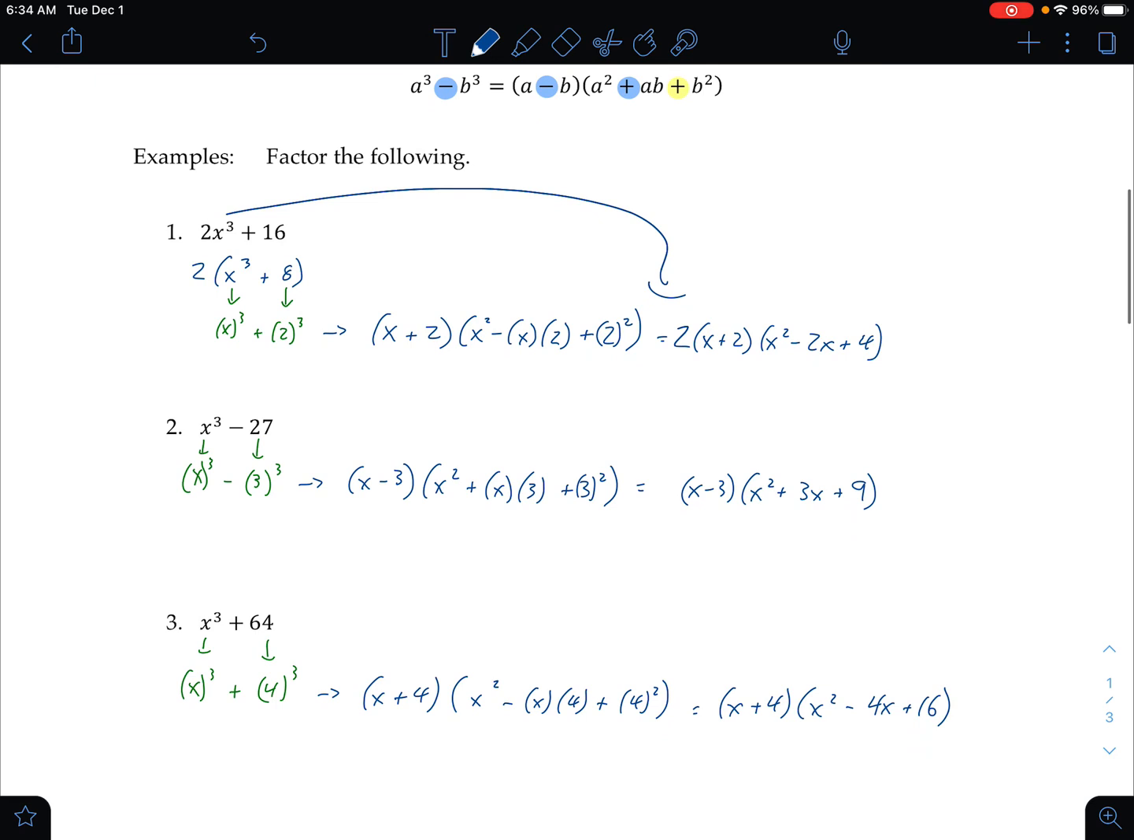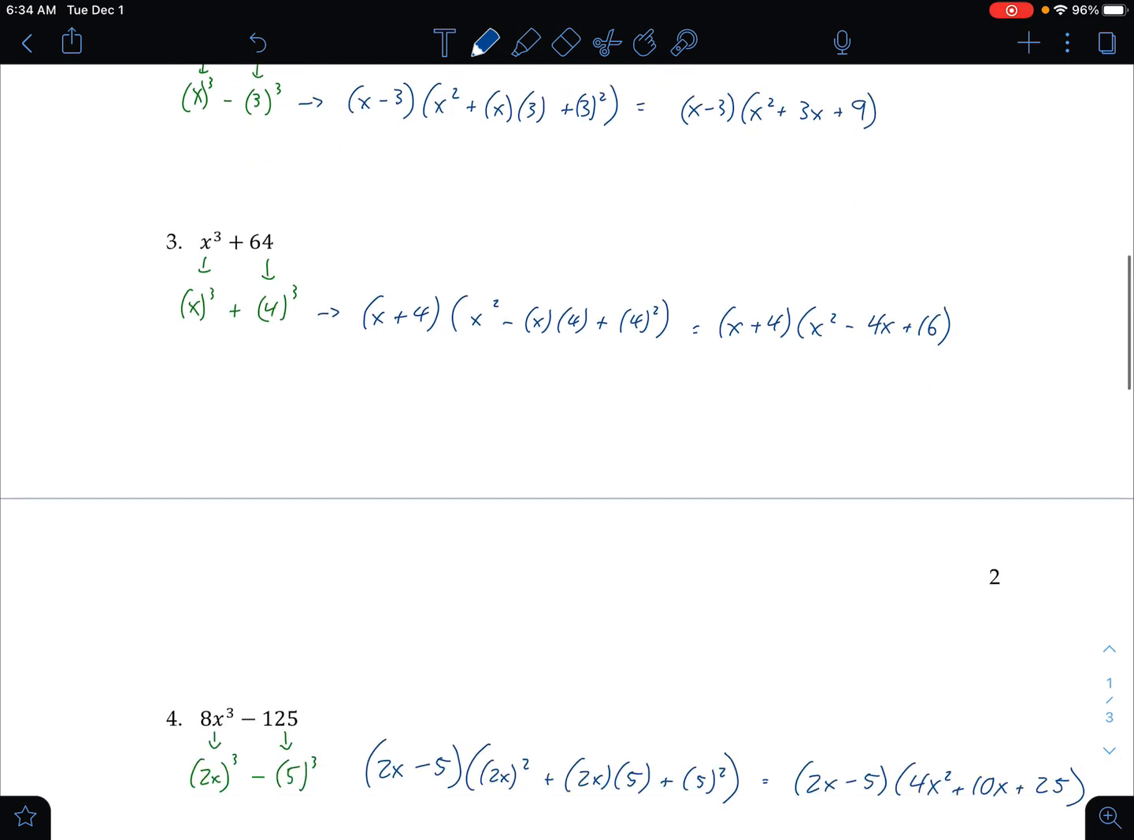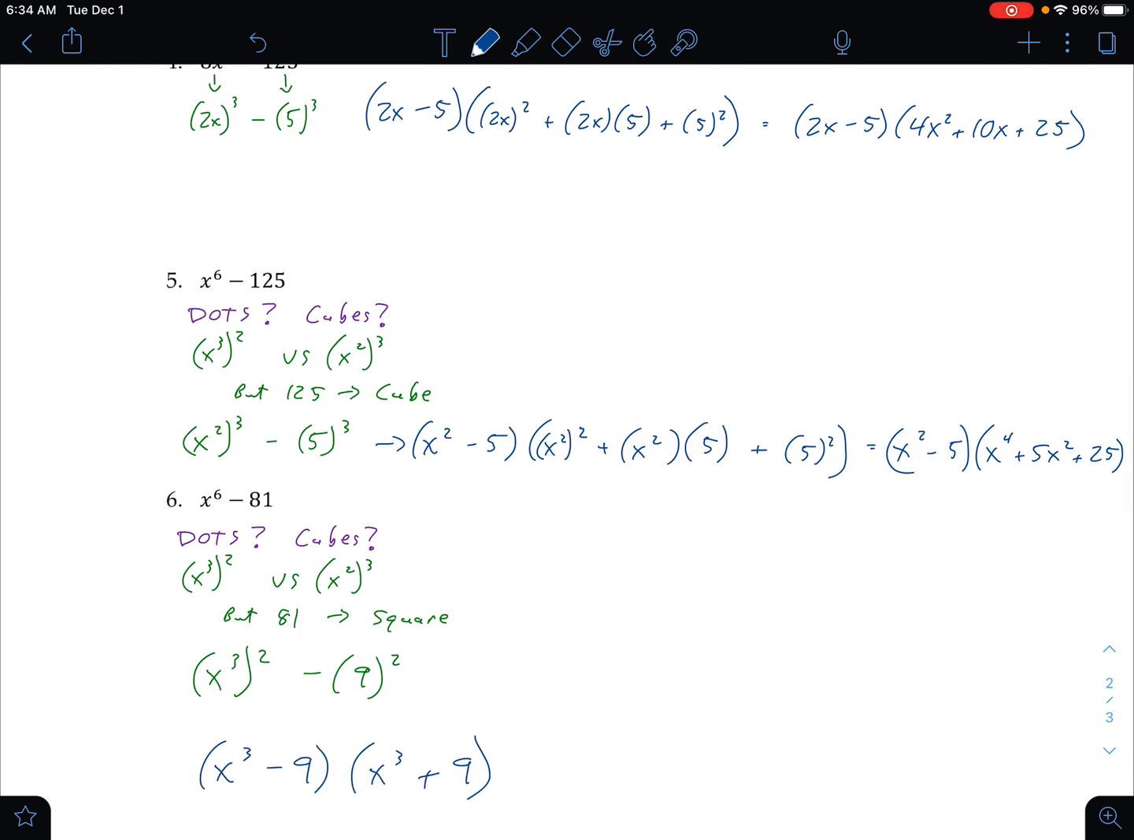Okay, but again, all these cubes, difference or sum of cubes, are written as a binomial times a trinomial. The trinomial cannot be factored anymore. And again, we see sometimes we have a choice to make with cubes or squares, and just look for the easier one. Either the numbers are cubes or squares, and that's always the easier one.